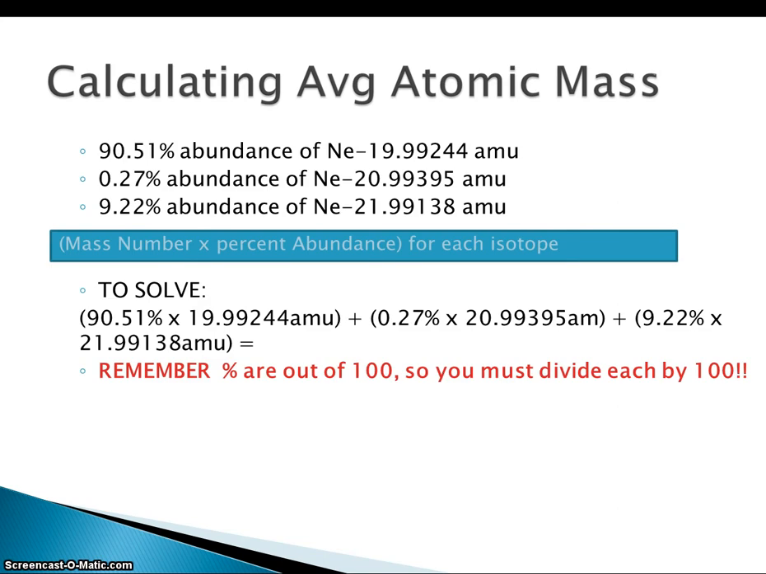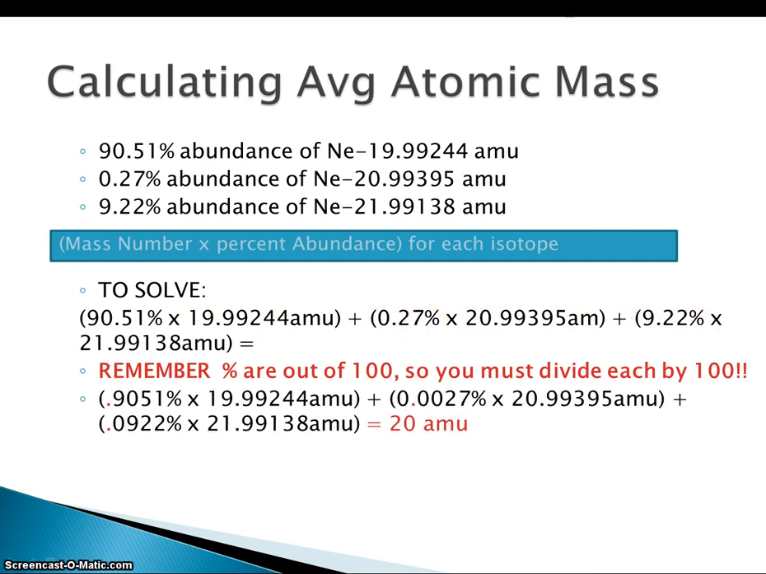So continue on. This is the same idea: after you do this, 90.51% times the mass, percent abundance times the mass, percent abundance times the mass, and you divide by 100, you should get your answer to be about 20 AMU. Okay?